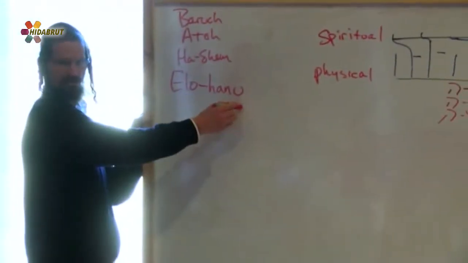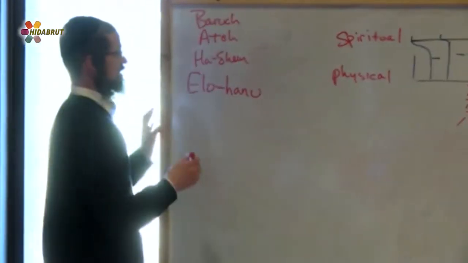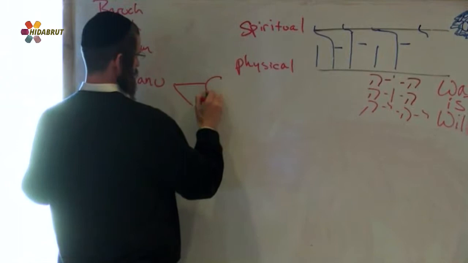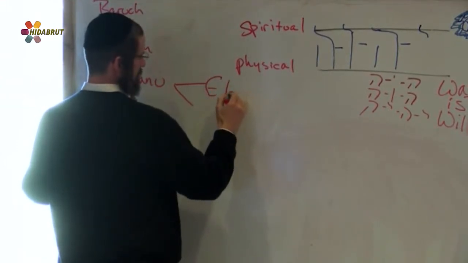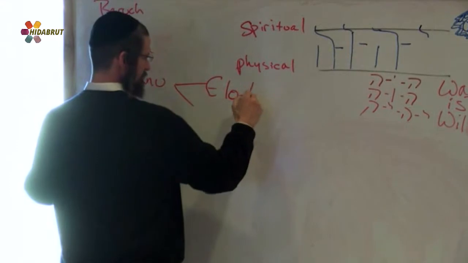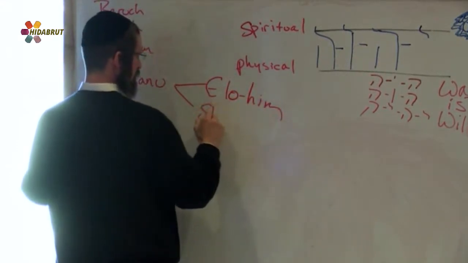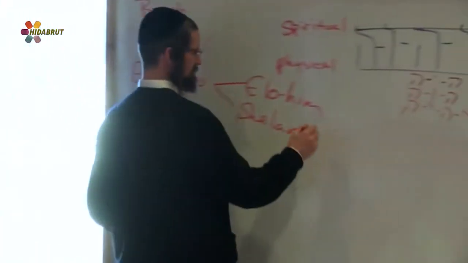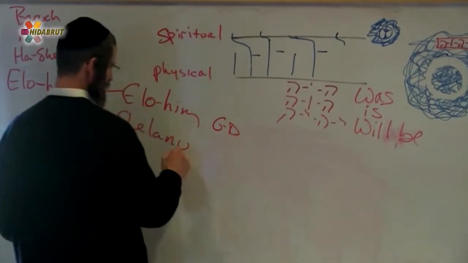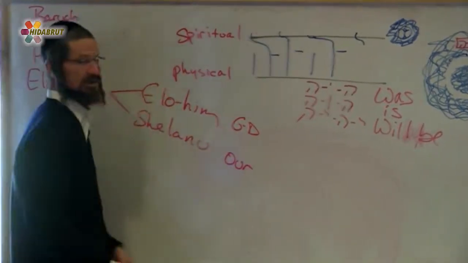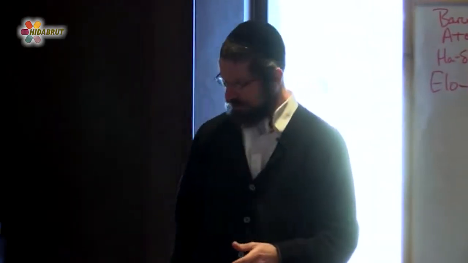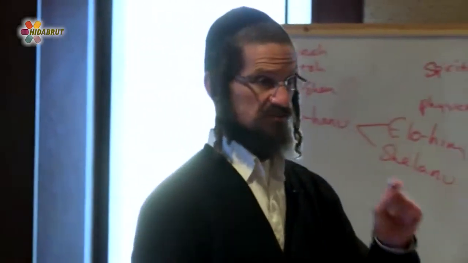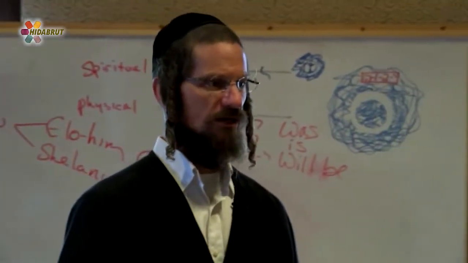Okay, so Eloqenu is actually a construct state of two things. One is the name Elo-him, and then the other word is Shelanu. Elokim means God. We're going to explain what form of God's name that is. And Shelanu is our. So you'll see that the Art Scroll prayer book translation will say our God. So it says, blessed are you, Hashem, our God.